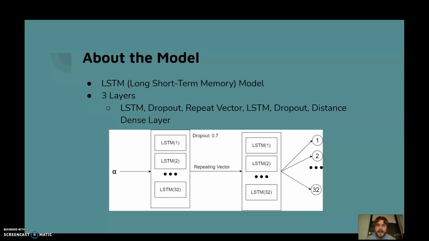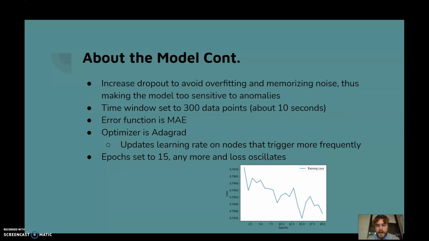A little bit about the model. An LSTM model. Mine in particular had 3 layers: an input vector, an LSTM composed of 32 units, a dropout of about 0.7, a repeat vector, another LSTM layer, and then a final dense layer of 32 nodes. This is sort of just a simplistic look at the model, of course. LSTMs get more complicated, more granular you get. The dropout was kind of another key in this. We'll talk about this right here.